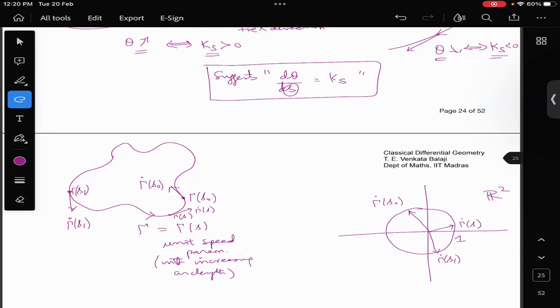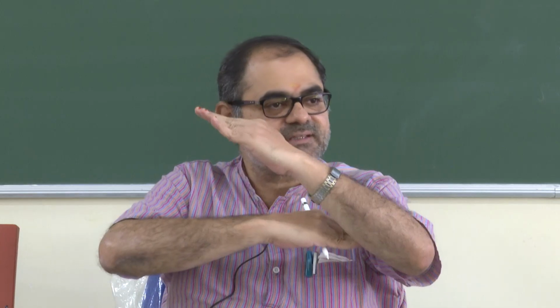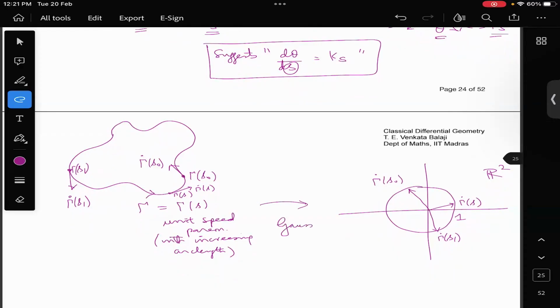The way this tangent vector turns as the curve turns is recorded by this pointer on the unit circle, which goes back and forth. It records the direction that the tangent vector makes with a fixed direction, say the positive x direction. The big deal is that this is what is called the Gauss map. The actual Gauss map was defined for a surface, but the philosophy is very general, so you can define it for a curve in this sense.